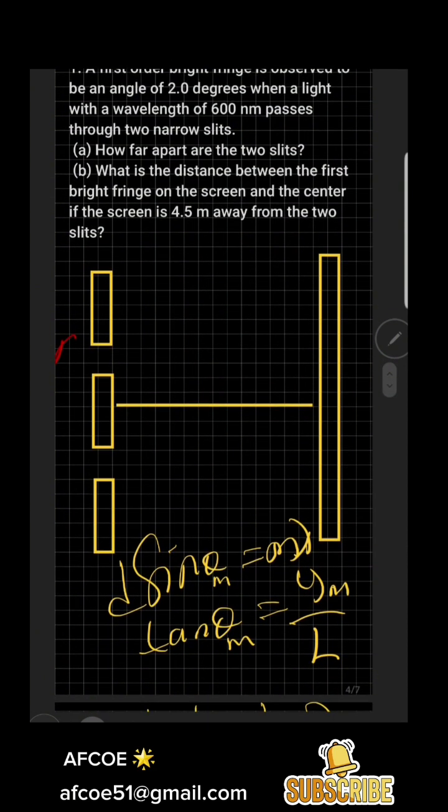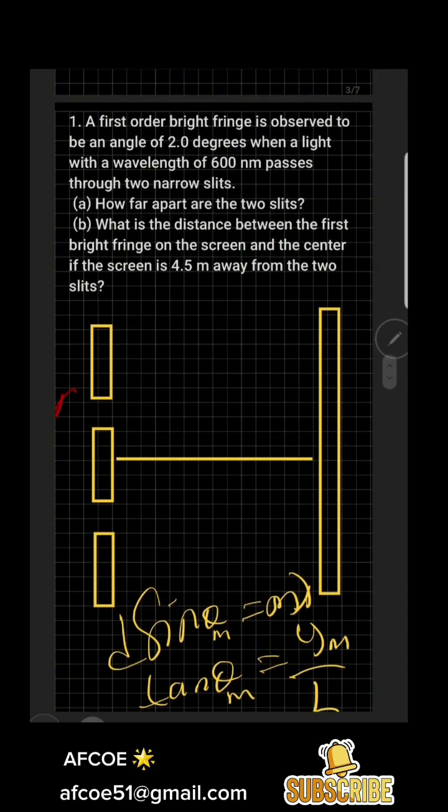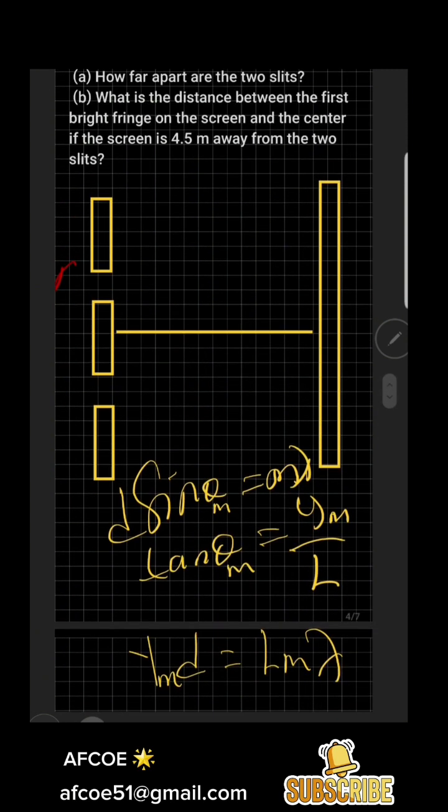We'll now calculate. They are saying that a first order bright fringe is observed at an angle of 2.0 degrees when light with a wavelength of 600 nanometers passes through two narrow slits. How far apart are the two slits? So we are looking at this distance here.